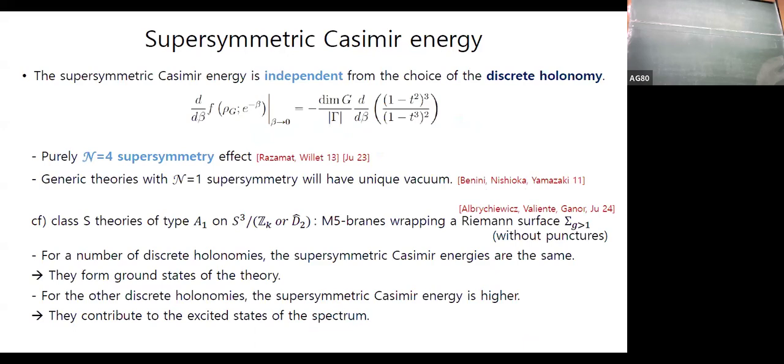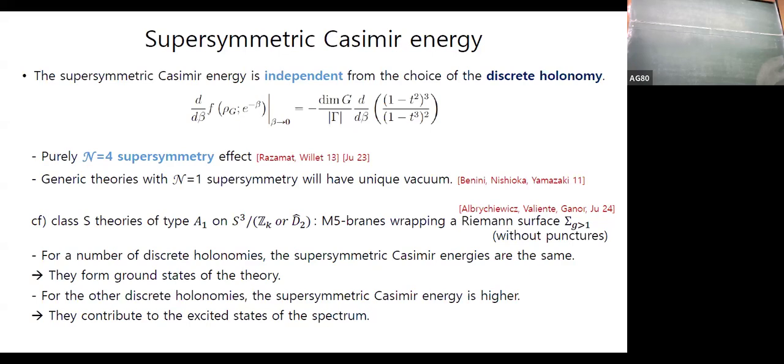It's just some number. This is an overall factor, so you can just get rid of it. And I should emphasize that this is purely an N=4 supersymmetry effect. Basically, you're working with many supersymmetries, so bosonic and fermionic contributions cancel each other magically, and the supersymmetric Casimir is just gone. But if you consider generic theories with N=1 supersymmetry, of course, it will not have a unique vacuum. The supersymmetric Casimir will depend on the sector. However, for N=4, for arbitrary gauge group, for arbitrary orbifold, this will be just the same. So you can ignore this supersymmetric Casimir.